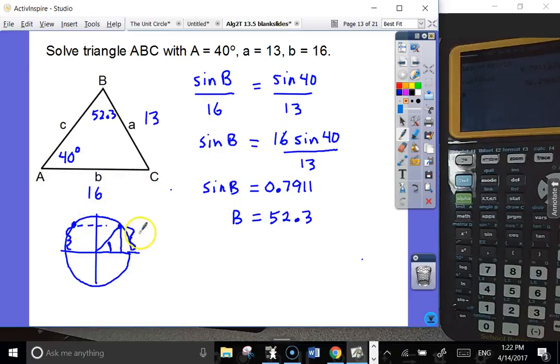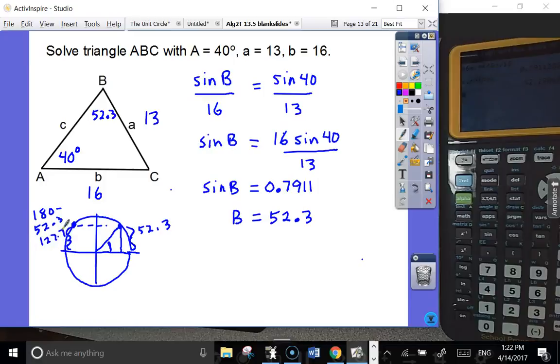Okay, well, if this angle is 52.3, then this angle should be 180 minus 52.3, right? I'm going to go up from 180. So what is 180 minus 52.3? 127.7.